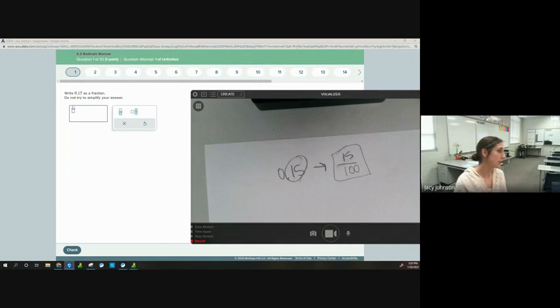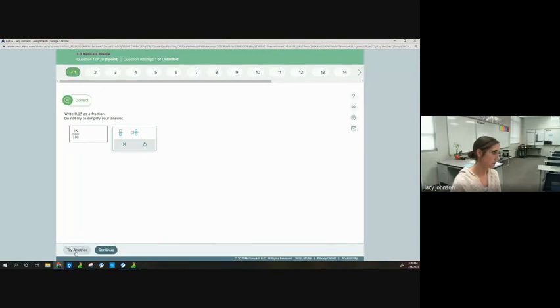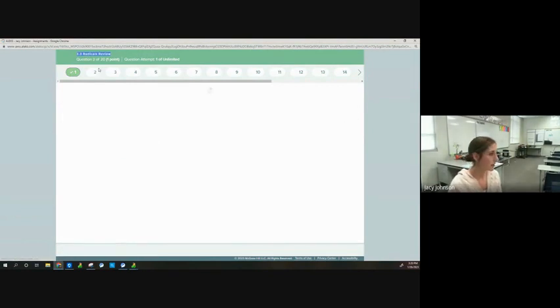Now notice that it says, do not try to simplify your answer. So on my Alex screen, I'm just literally going to type in 15 over 100. It marks it right. I'm not sure why it asked me not to simplify, but on Alex, it's asking me not to.